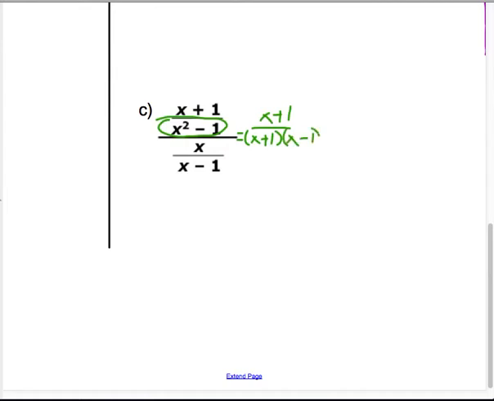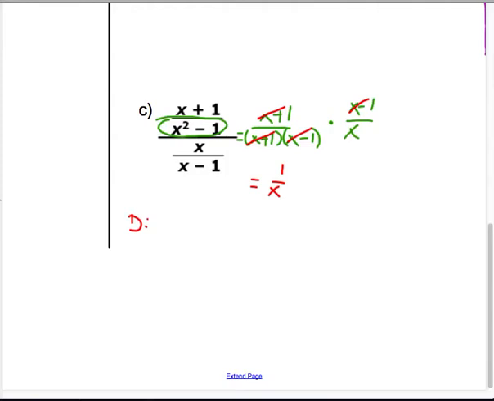So again, that's a difference of squares. And then I'm going to multiply by x minus 1 over x, and I'm going to cancel everything that I can cancel. So in this case, I notice an x plus 1 and my x minus 1, which simplifies all the way to 1 over x.